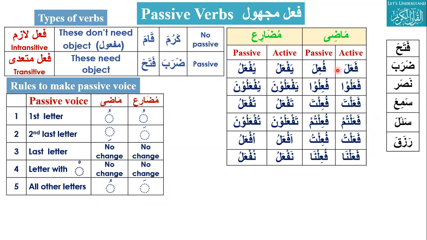Sa'ala, he asked. So the passive is su'ila. Su'ila, su'ilu, su'ilta, su'iltum, su'iltu, su'ilna. Yus'alu, yus'aluna, tus'alu, tus'aluna, us'alu, nus'alu. Su'alu. So what does su'iltu mean?